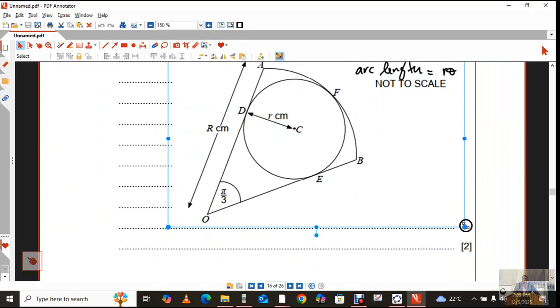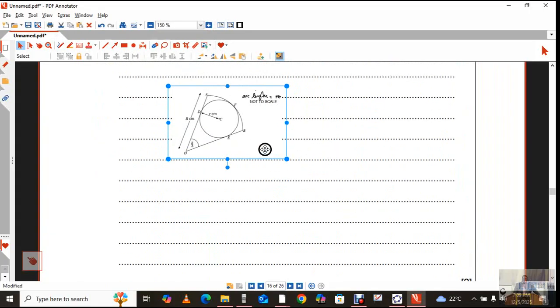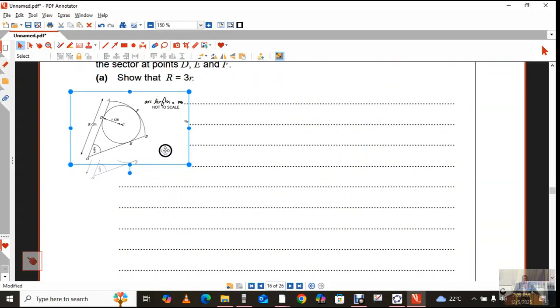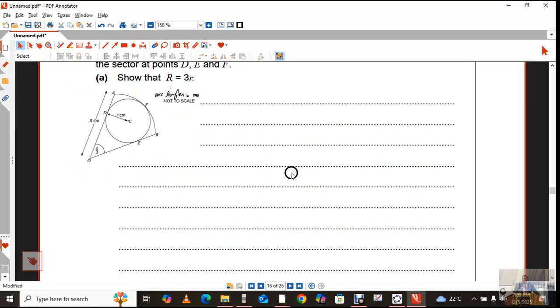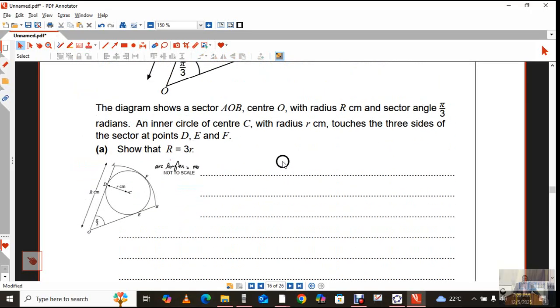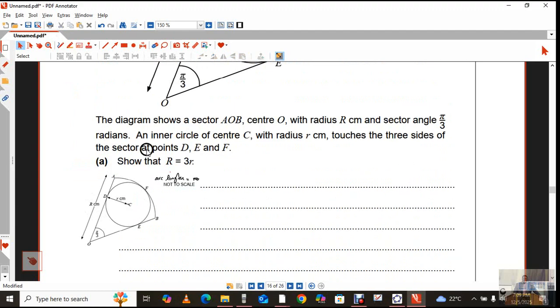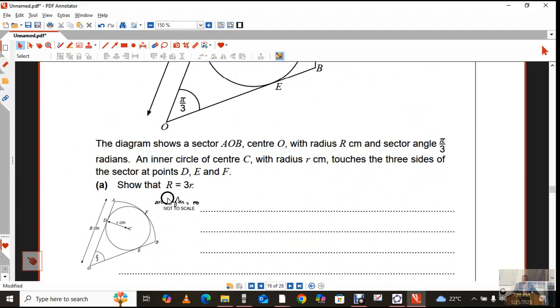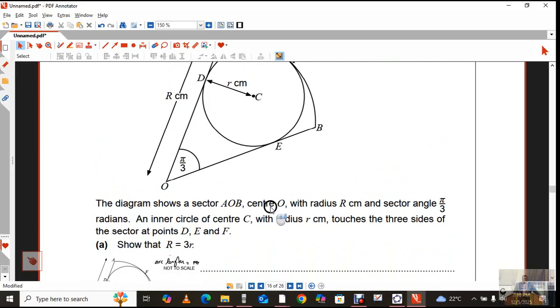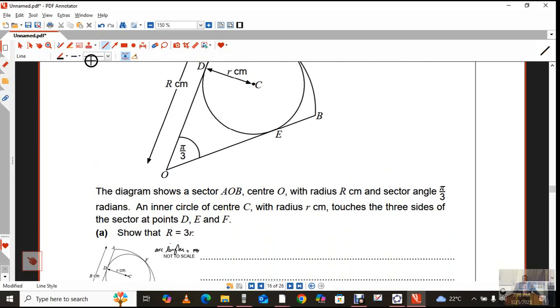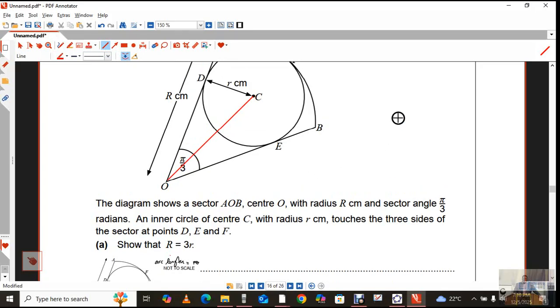I just want to bring the diagram down. It's small, I know, but it's going to be helpful. I don't have to go back and forth. One thing I want you to see, obviously they tell you all the information that is there. We are supposed to show that R is equal to 3r. So my takeaway would be to find the distance O to C. I'm just going to draw it in here. So I want to find the distance from there to there. Are you with me? So there's a triangle there.